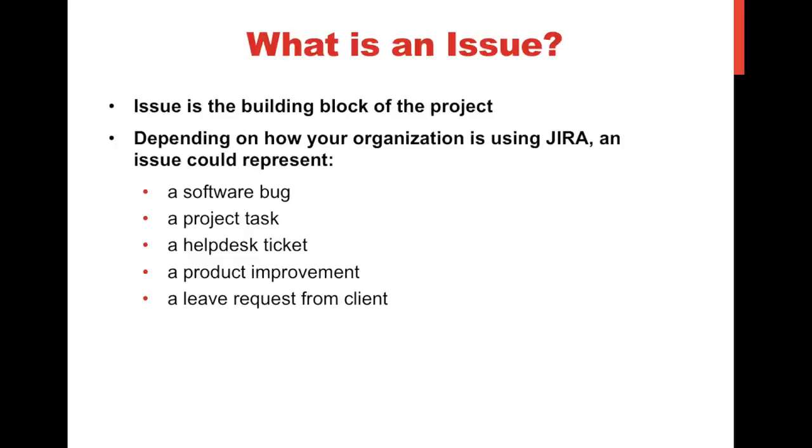What is an issue? An issue is the building block of the project. So it's the very, very basic block. An issue can represent many things, and depending on how your organization is using Jira, an issue could be used to represent a bug in the software, a task in a project, a help desk ticket, a product improvement, a leave request from a client. So it is the very basic block that you start using in Jira. In some companies, it's also called a ticket. So an issue might also be referred to as a Jira ticket.